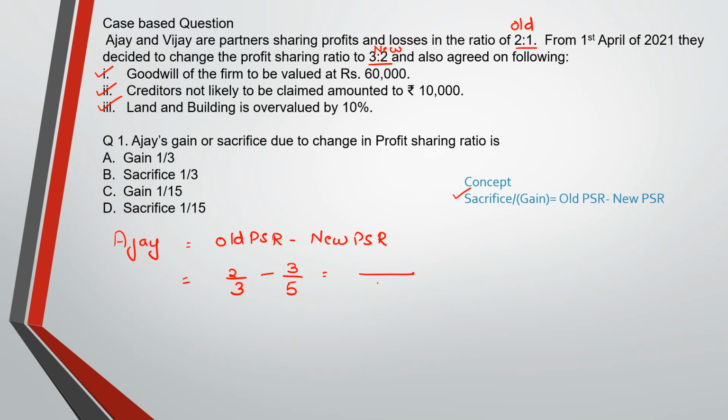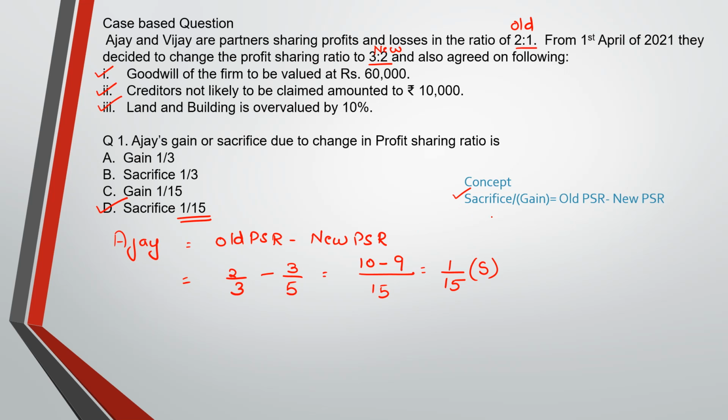So the LCM would come to 15. 3 5s are 15, so 2 into 5 would be 10. 5 3s are 15, so 3 into 3 is 9. So 1/15. This is a sacrifice. So from this, what do we understand? That Ajay is sacrificing 1/15. So D option is the right answer.